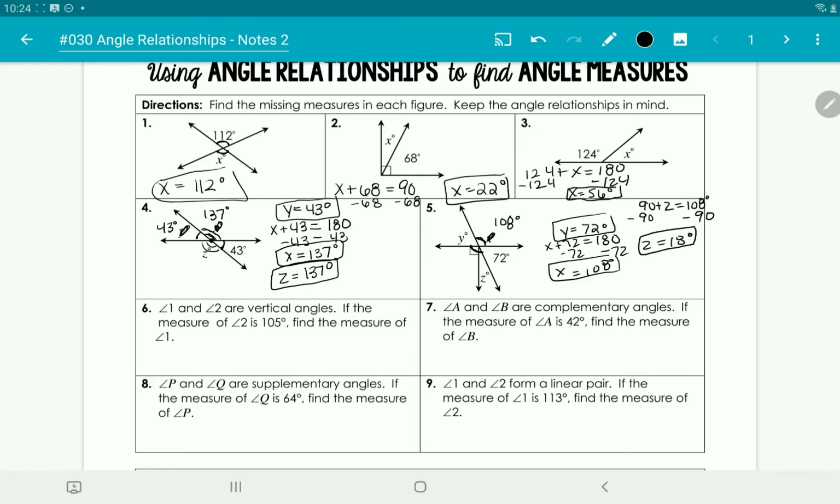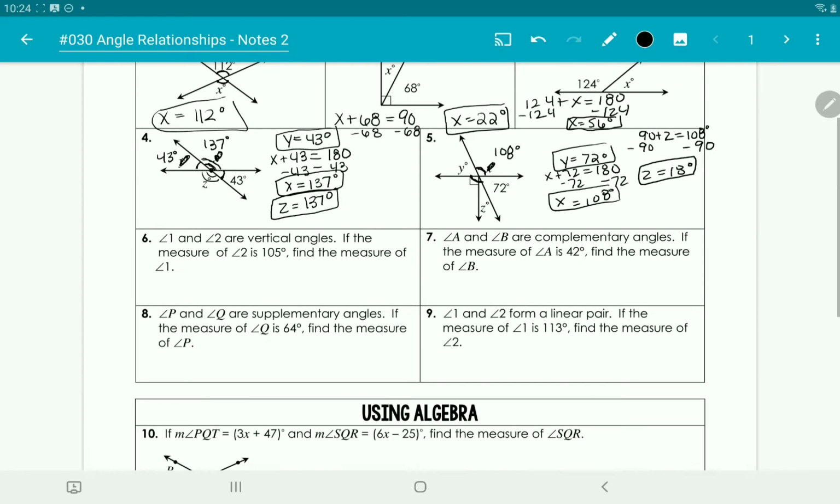So again, you're either going to set them equal to each other, add them equals 90, or add them equals 180.